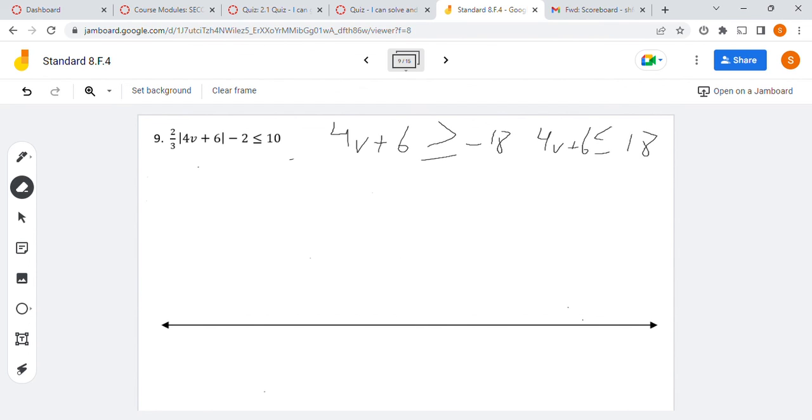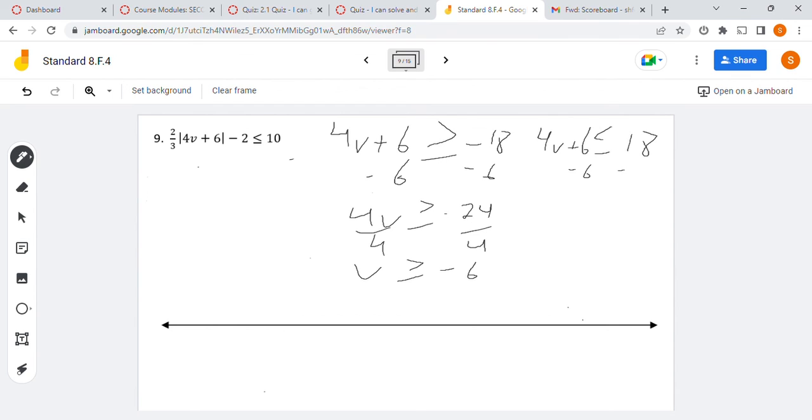We're going to finish solving this by subtracting 6 on both sides. We get 4v greater than or equal to negative 24. Divide by 4, and we get v is greater than or equal to negative 6. Finish this one out by subtracting 6. We end up with 4v is less than or equal to 12. Divide by 4, and we get v is less than or equal to 3. And I should have mentioned this earlier, but the conjunction that we wanted to get in between is and.